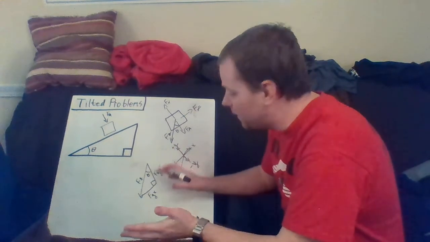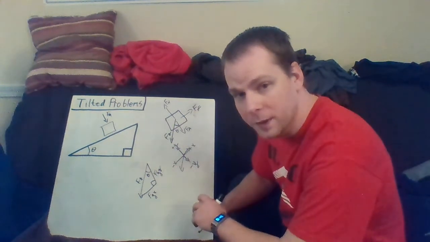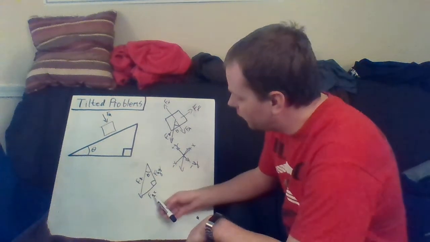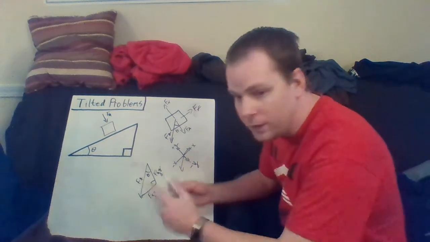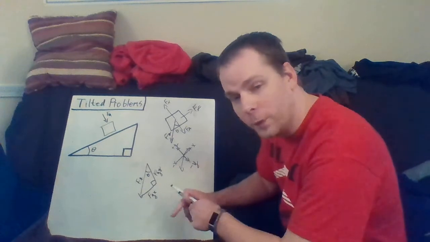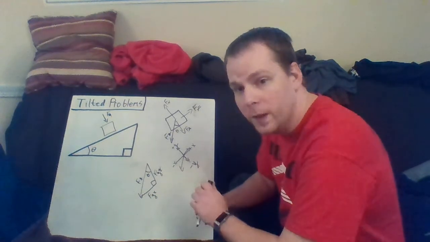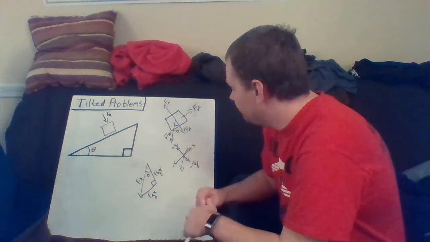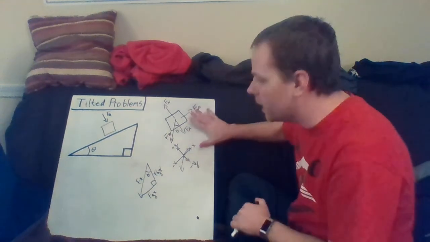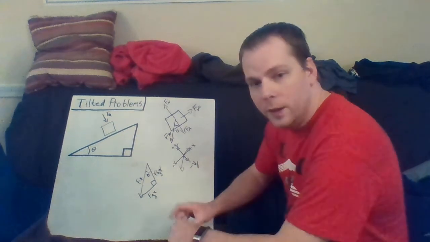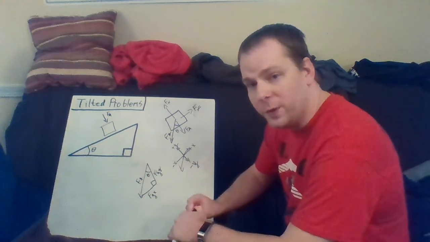Then you just write sum of forces equations from that. X would be opposite, y would be adjacent. You use your trig functions, you get your sum of forces, and then from there you solve it just like any normal problem would go. This is the sticking point. This is the key. It's the tilted coordinate plane. Okay, that's all there is for this.